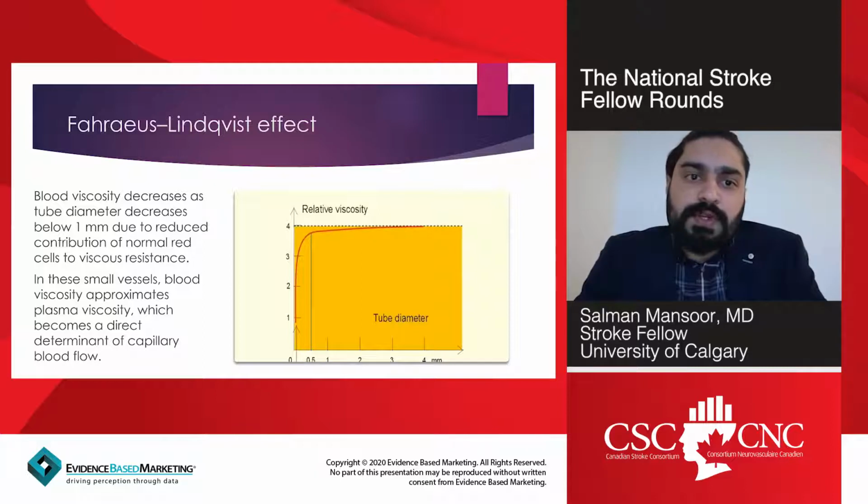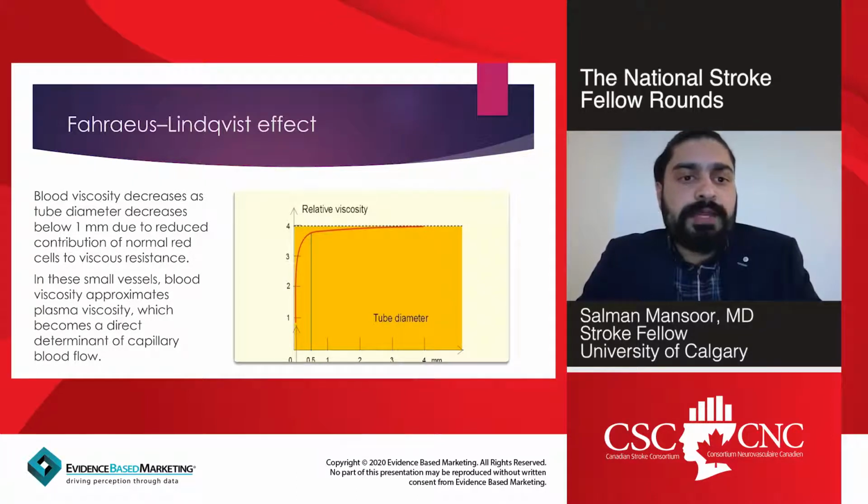Interestingly, from a physiological standpoint, there's an interesting concept which also exists within the circulation, at the level of microcirculation, called the Fahraeus-Lindqvist effect, which was discovered by Fahraeus, a Swedish scientist. This phenomenon found that blood viscosity decreases as the tube diameter decreases below 1 millimeter, due to the reduced contribution of normal red blood cells to viscous resistance.